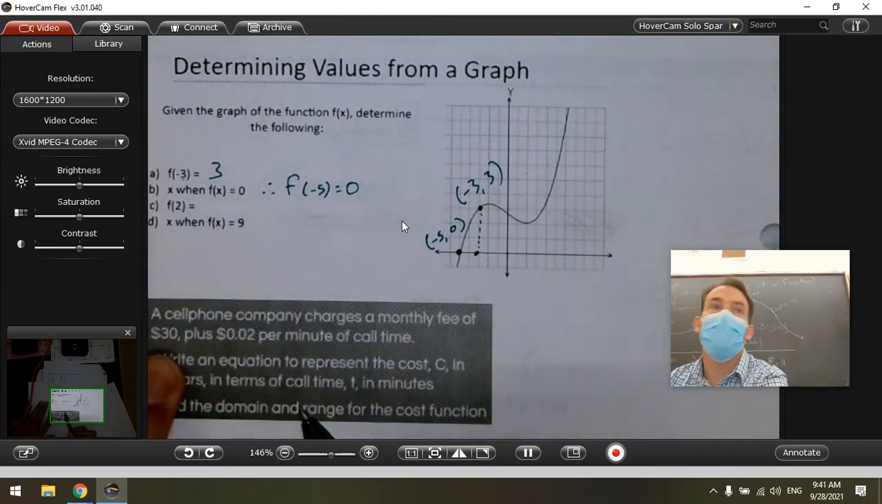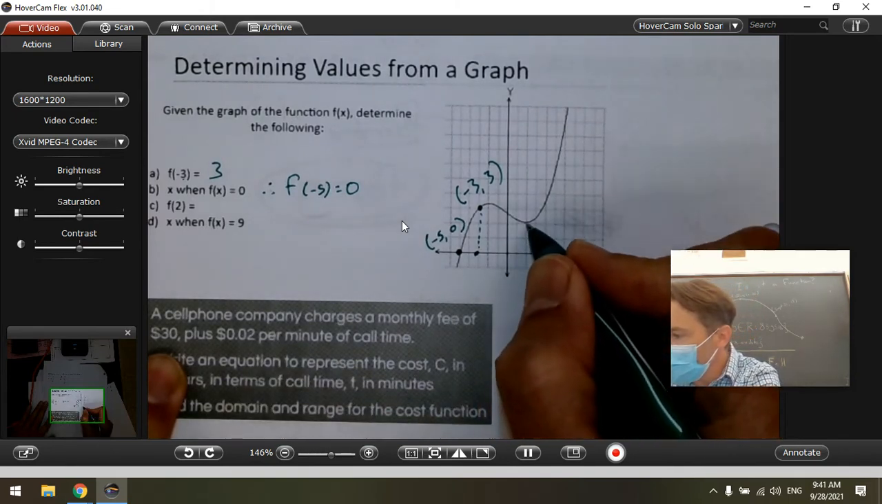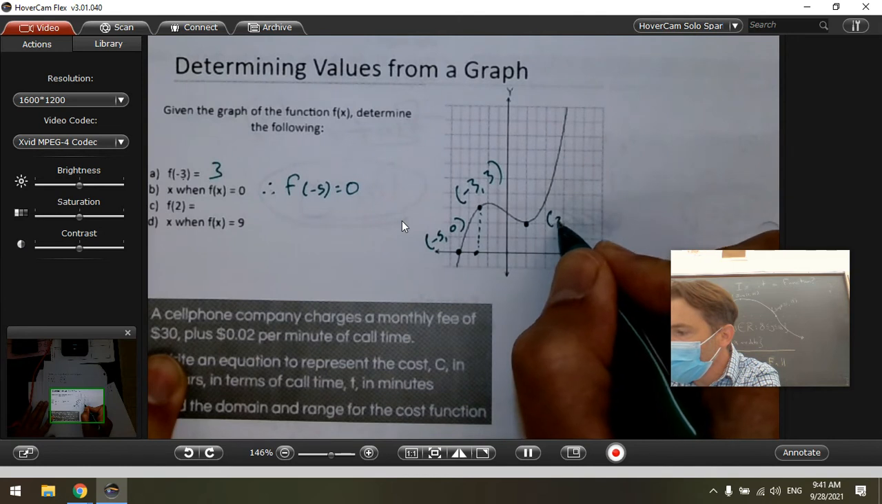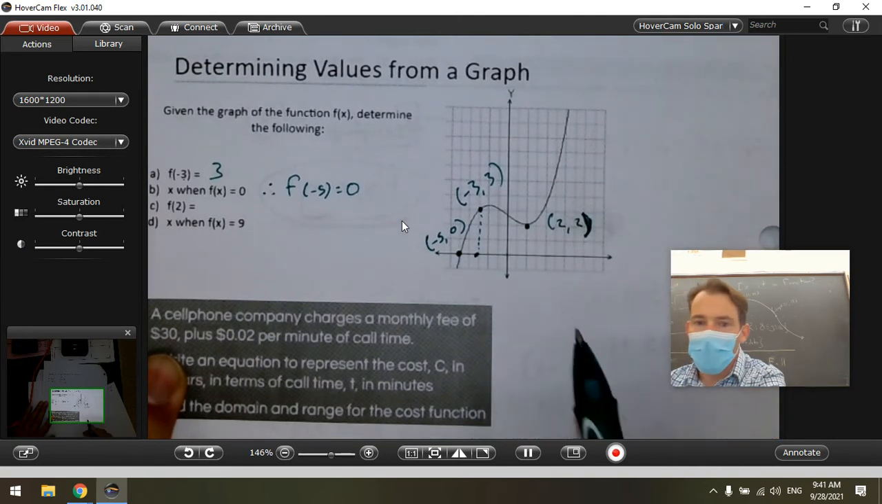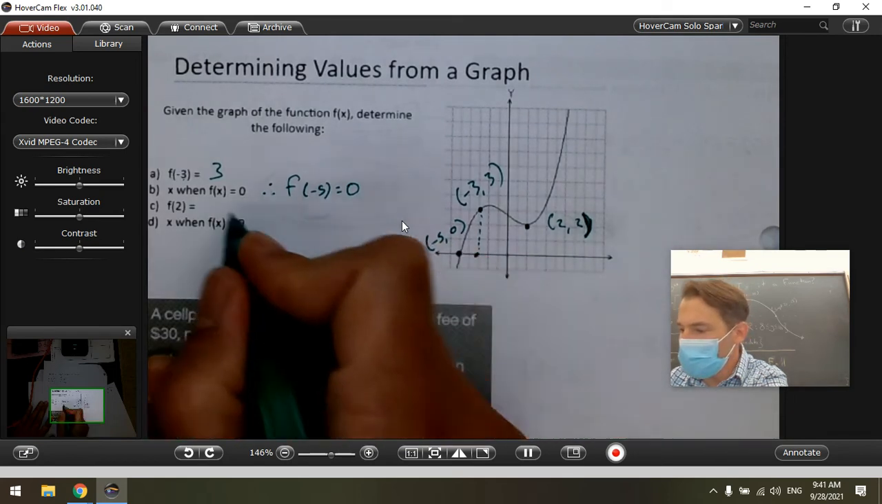F at 2? 2. Also 2, yeah. So there's this point (2, 2) over here. Oops, weird thing I drew there. And so that's f equal to 2.